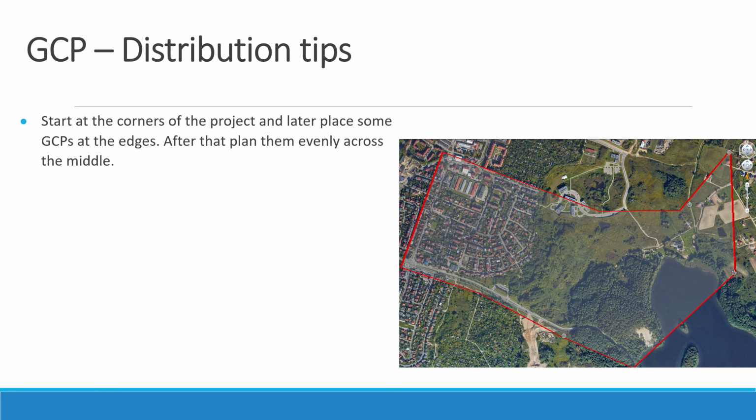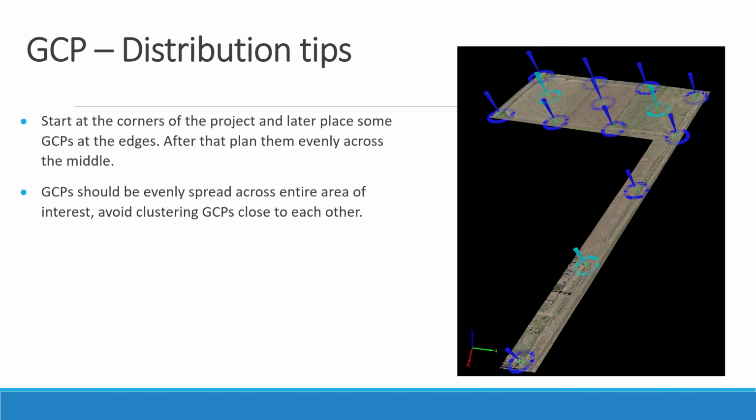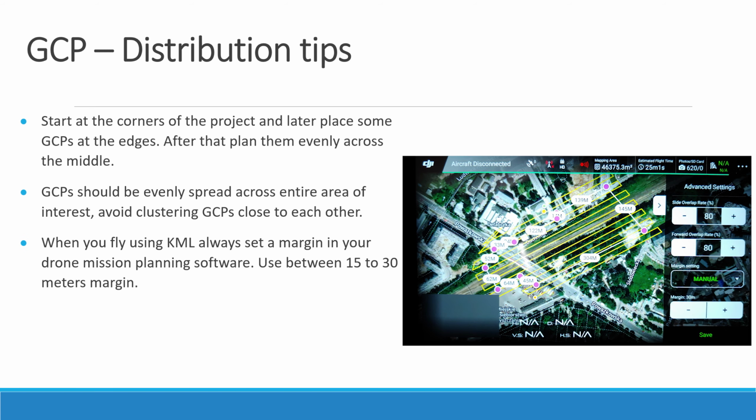Here are some important tips to keep in mind with GCP distribution pattern. Start at the corners of the project and later place some GCPs at the edges. After that, plan them evenly across the middle. GCPs should be evenly spread across the entire area of interest. Avoid clustering GCPs close to each other. When you fly using KML, always set a margin in your drone mission planning software. Use between 15 and 30 meters margin.